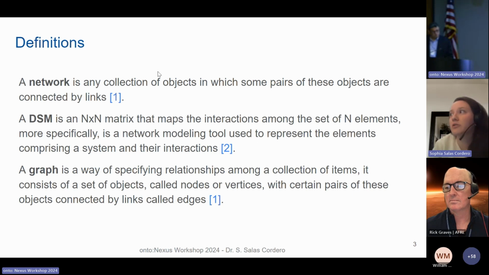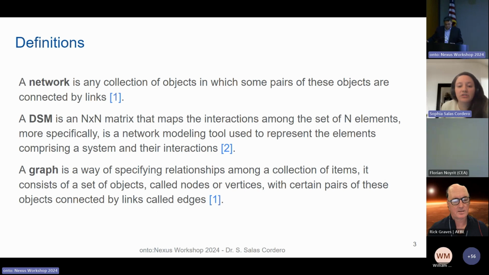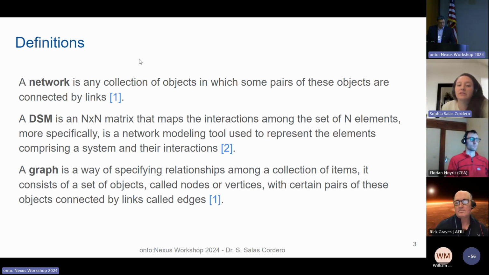A network is a collection of objects in which some pairs of these objects are connected by links. Then we have what a DSM is. That is basically a map representation of a set of n elements, and is a network modeling tool, actually. A graph is a way of specifying relationships among collections of items that consist of a set of objects called nodes or vertices with certain pairs of these objects connected.